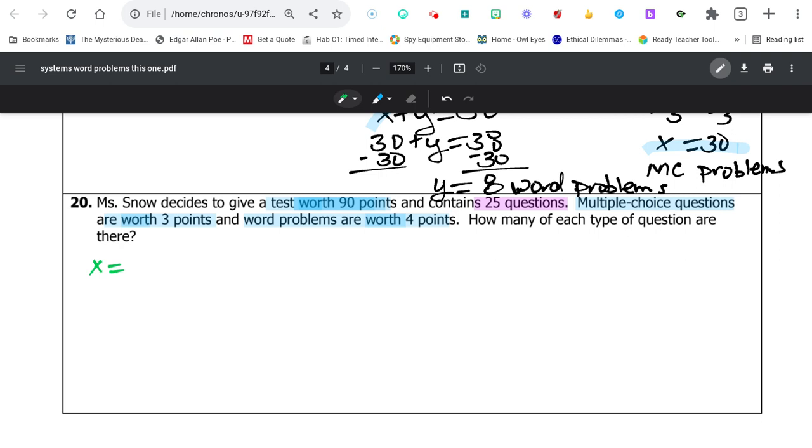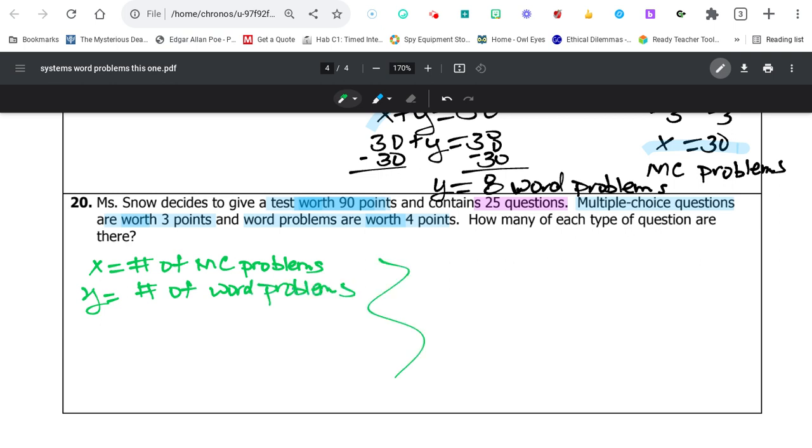I'm going to let x equal the number of multiple choice, I'll just write MC, number of multiple choice problems. And y has to be the number of word problems. And let's build the quantity equation. How many are there? 25. So that means x plus y equals 25. And let's build the test worth.